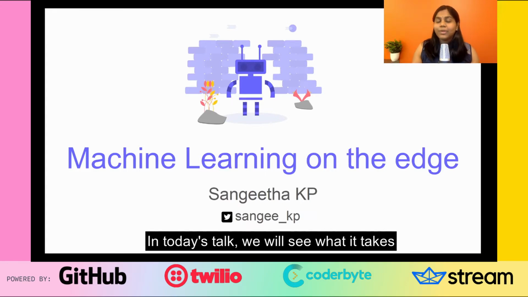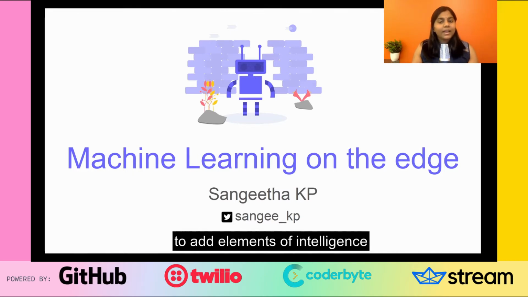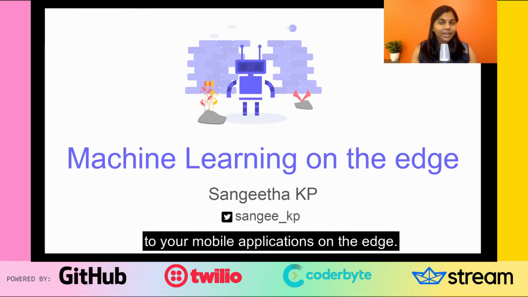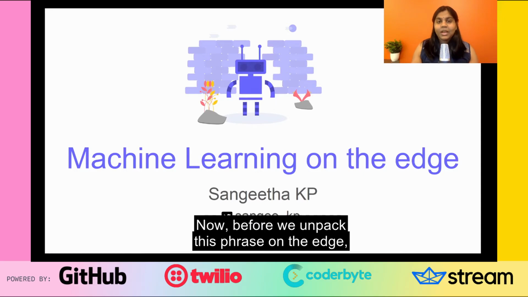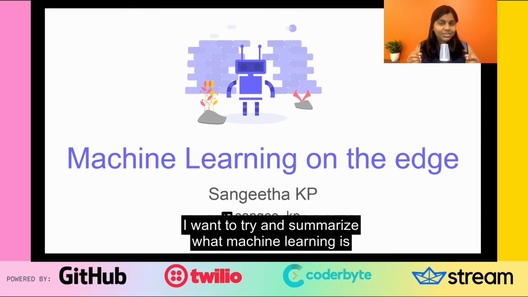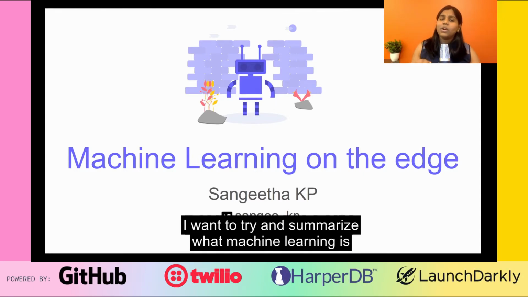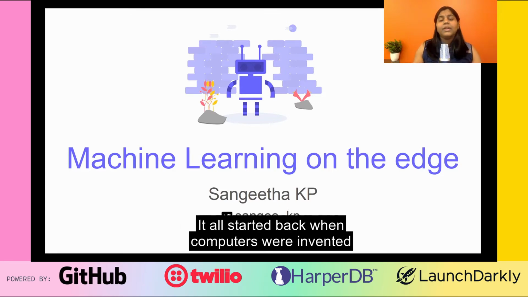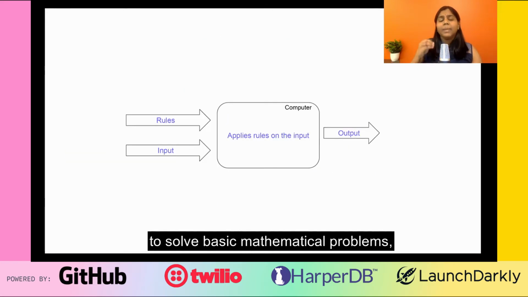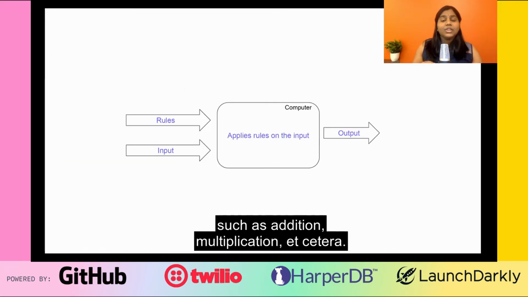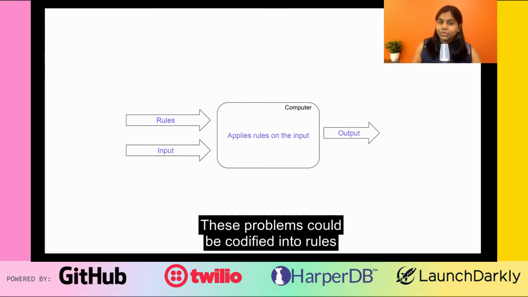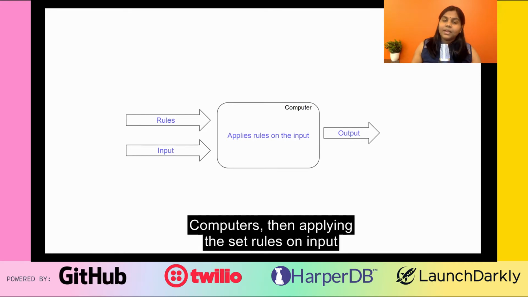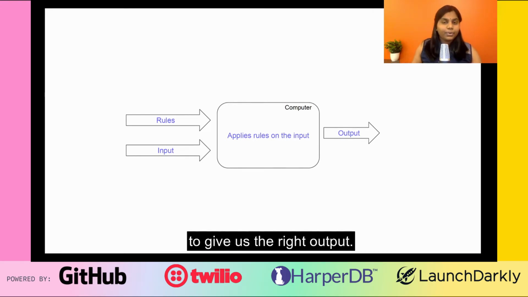In today's talk, we will see what it takes to add elements of intelligence to your mobile applications on the edge. Now, before we unpack this phrase on the edge, I want to try and summarize what machine learning is in a nutshell. It all started back when computers were invented to solve basic mathematical problems such as addition, multiplication, etc. These problems could be codified into rules and fed to computers. Computers then applied the said rules on input to give us the right output.